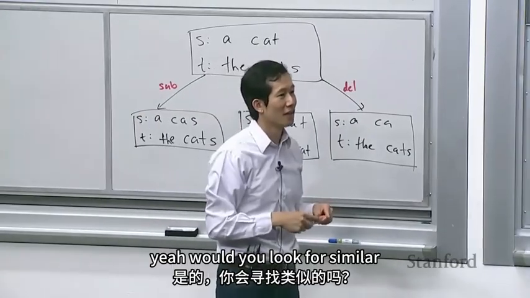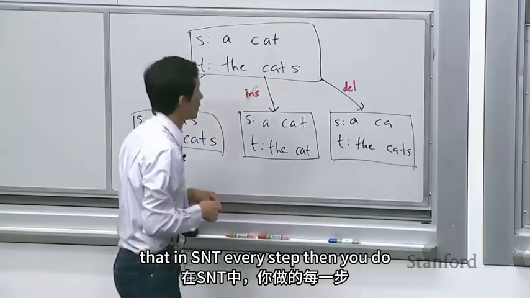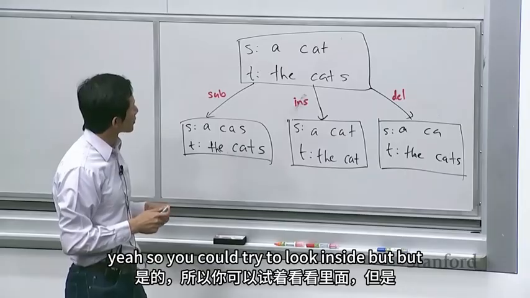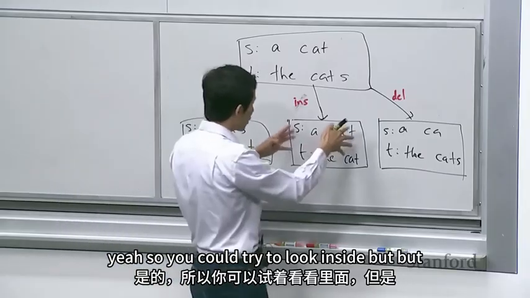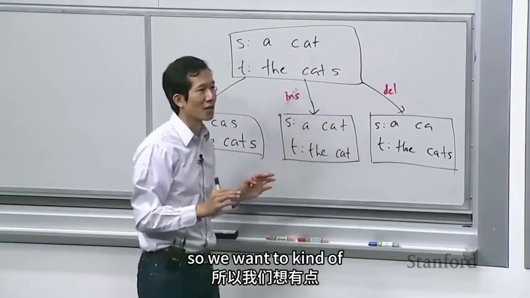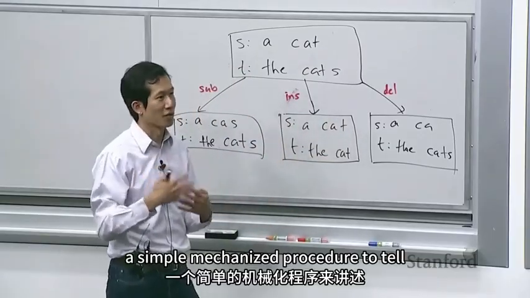Yeah. Would you look for similarity then between S and T at every step, and then you pick the middle one because there's cat in both of them? Yeah, so you could try to look inside, but remember these might be really complicated. So we want a kind of a simple mechanized procedure to tell.